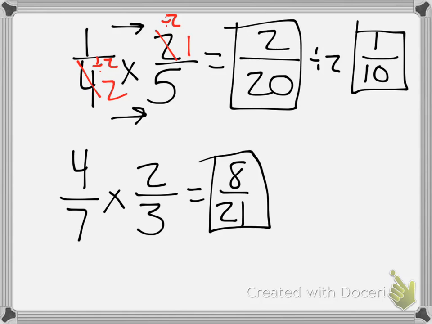So then I would multiply across. 1 times 1 gives me 1. 2 times 5 gives me 10. It just saves a step in simplifying. But if you don't know how to do that, it's no problem. You don't need to know how to cross-cancel in order to multiply. Okay, now let's look at this with mixed numbers.